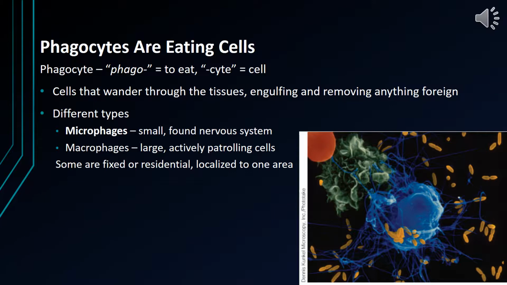neutrophils, which are small cells typically found in the blood. And then we have the macrophages, which are much larger, and they actively patrol the cells, or rather they move through the various tissues of the body, picking up anything foreign. And some of these are fixed or residential, as is the case with macrophages also. But what we're saying here is that we have some fixed and residential macrophages, and these are localized to one area of the body.